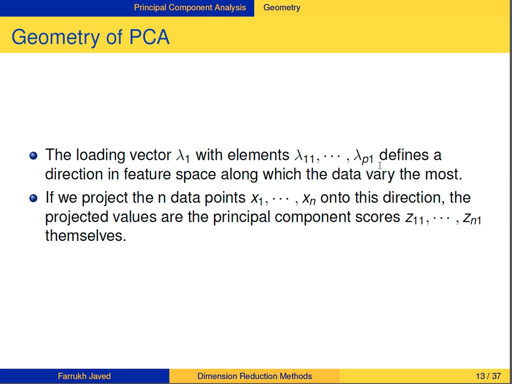The loadings define a direction in feature space along which the data vary the most. Those loadings define how the data is behaving, and you will see an example very soon of how we can interpret those loading values. If we project the n data points onto this direction, the projected values are the principal component scores, the z values.